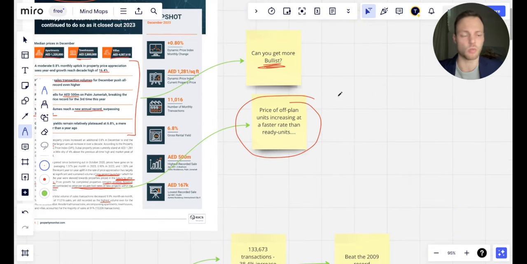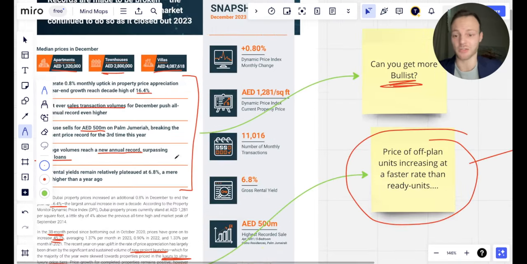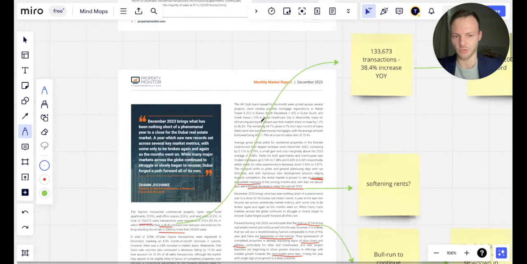So you might think, what does that mean? That means there's a lot of foreign investment, because it's normally foreigners who like to purchase off-plan units because it's good for their cash flow. So let's continue on the report.